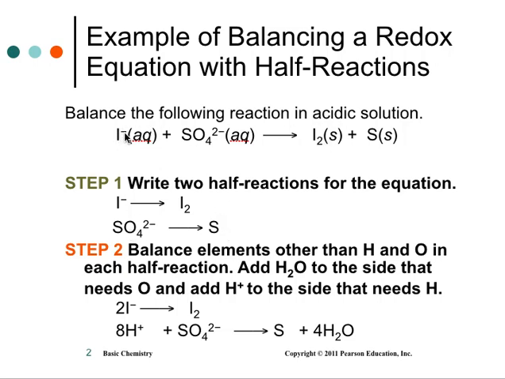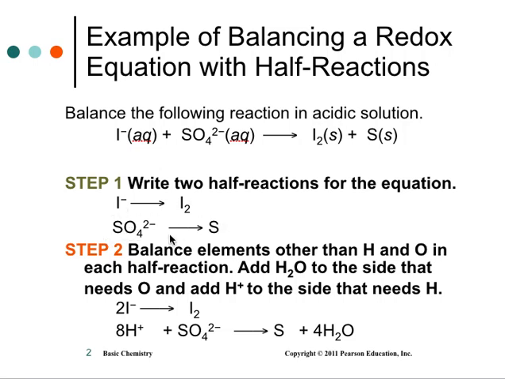So I negative went up to I2, which is neutral. So I'm going to write that here. I negative goes to I neutral. So this is -1 up to 0. The reduced one second, SO4 -2 goes up to sulfur, okay, S. So this is the reduced. So you start with an oxidized, reduced.